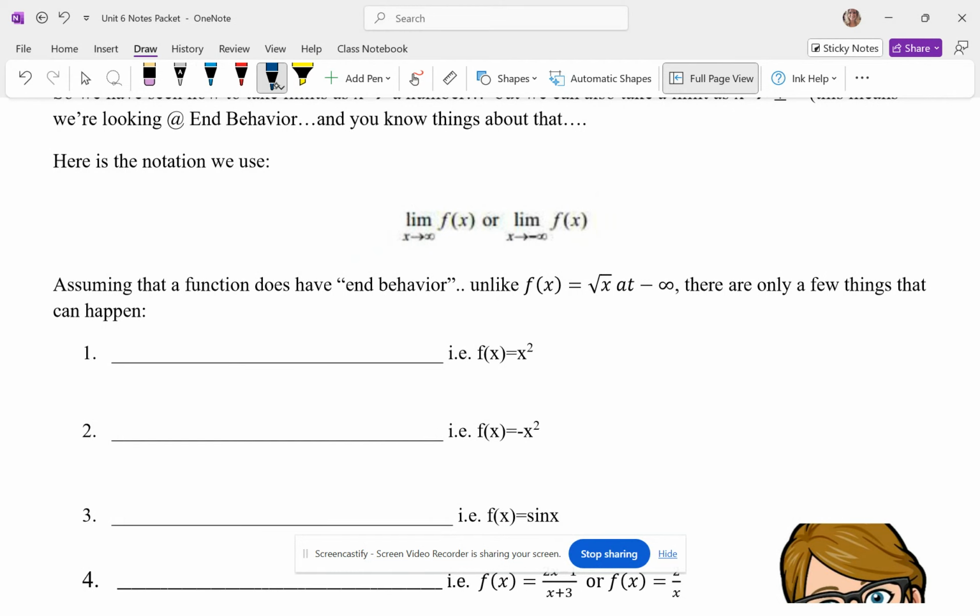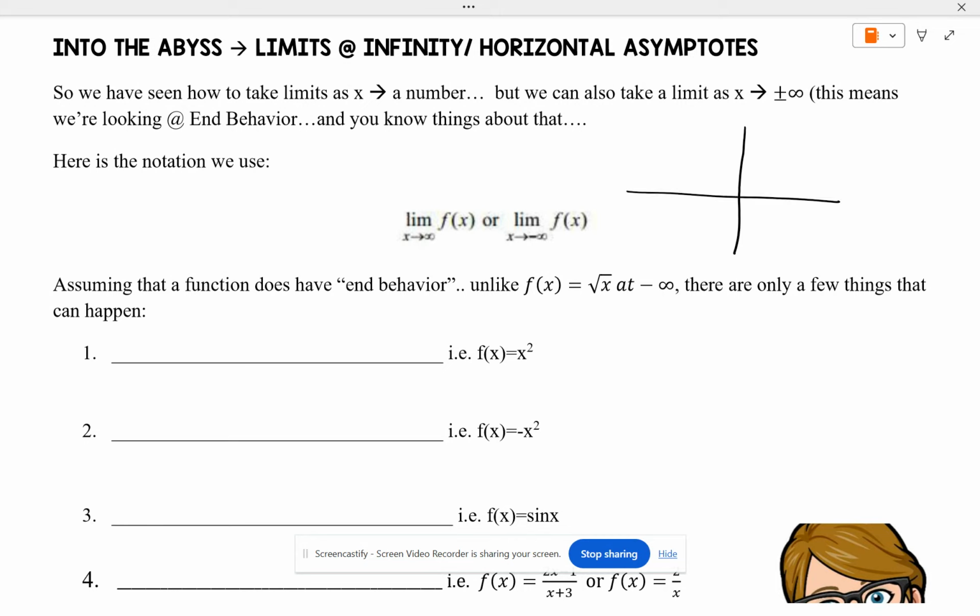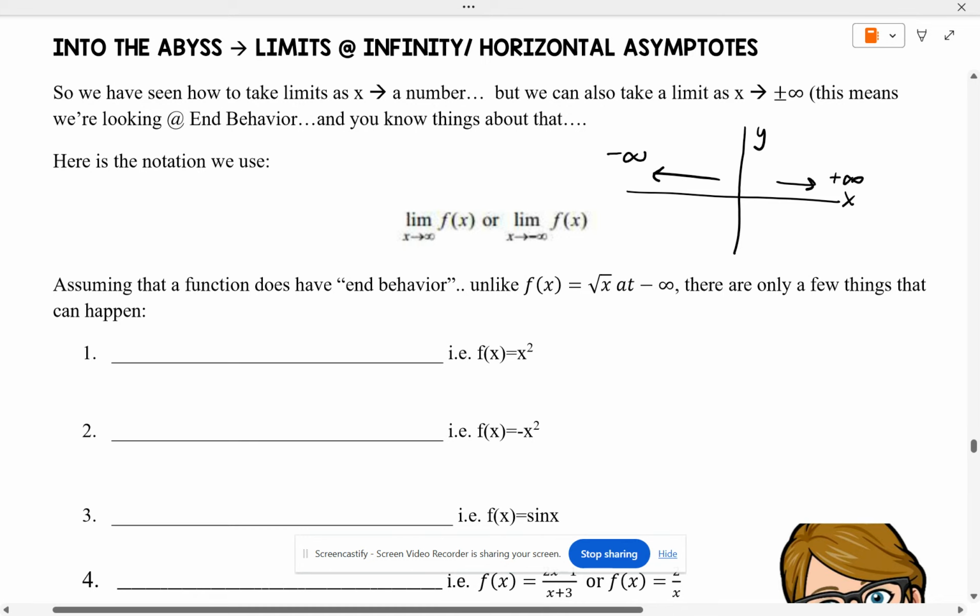Go to the next page and think about a coordinate plane. All the way out to the right. Is that going to be positive or negative infinity? Positive infinity. Yep. All the way out to the left. Good job. Do you guys remember the term end behavior?